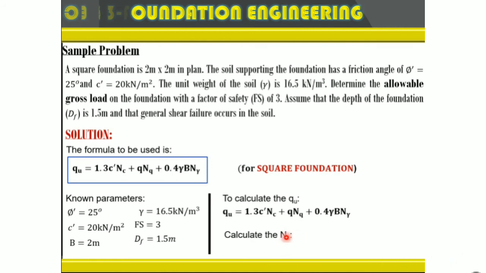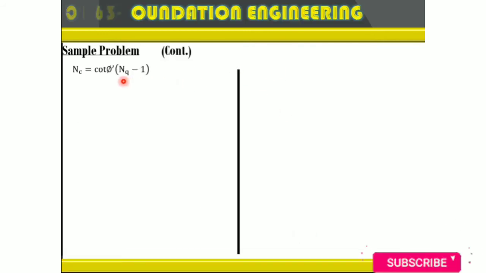So by formula, you can use this one. This formula of our Nc is equal to the cotangent of your friction angle times Nq minus 1. But we still do not know the value of our Nq.